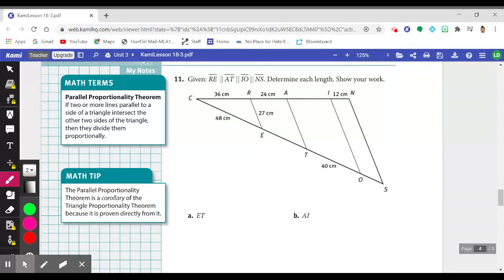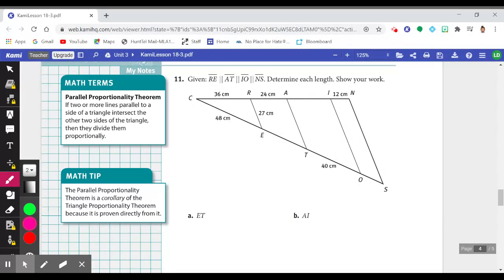think about what it is. It's really just one large triangle that's divided by these lines proportionally. And the reason I know that is that they say that RE is parallel to AT, which is parallel to IO, which is parallel to NS. So all four of these segments are parallel to each other. In other words, they are dividing this much larger triangle proportionally.